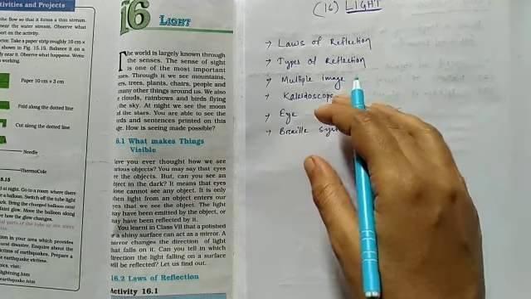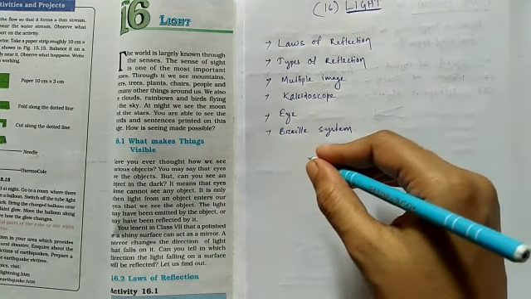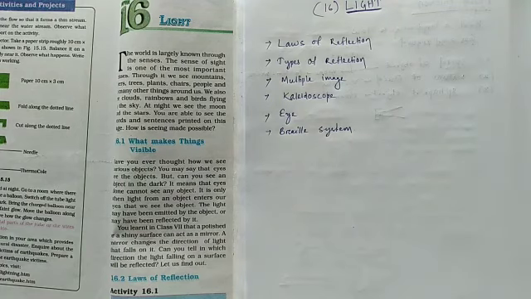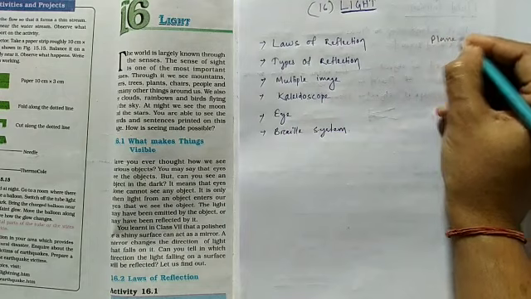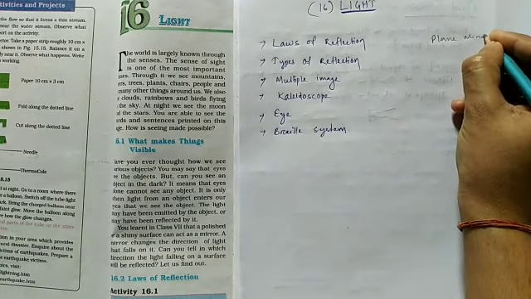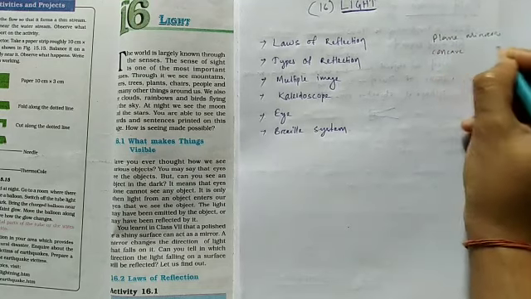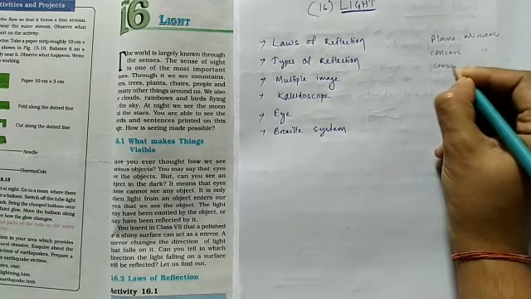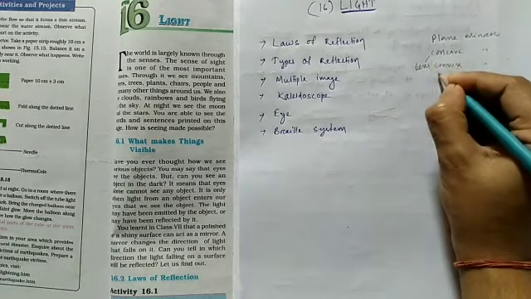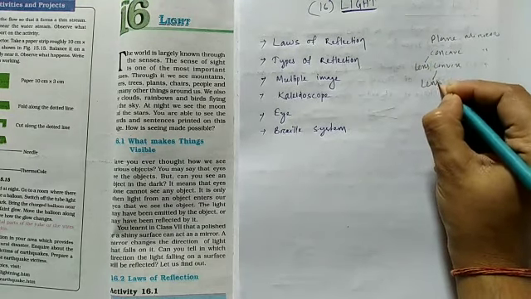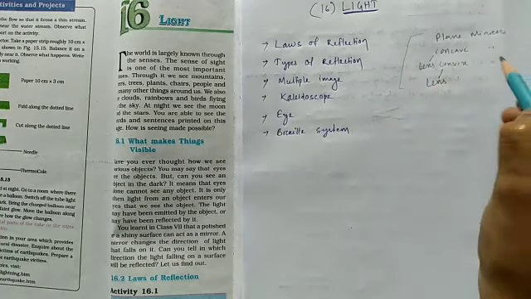Okay. So in class 7 we have studied the kind of image that is formed in a plane mirror, concave mirror, convex mirror, and concave lens and convex lens. Okay, so that much you have studied in class 7.